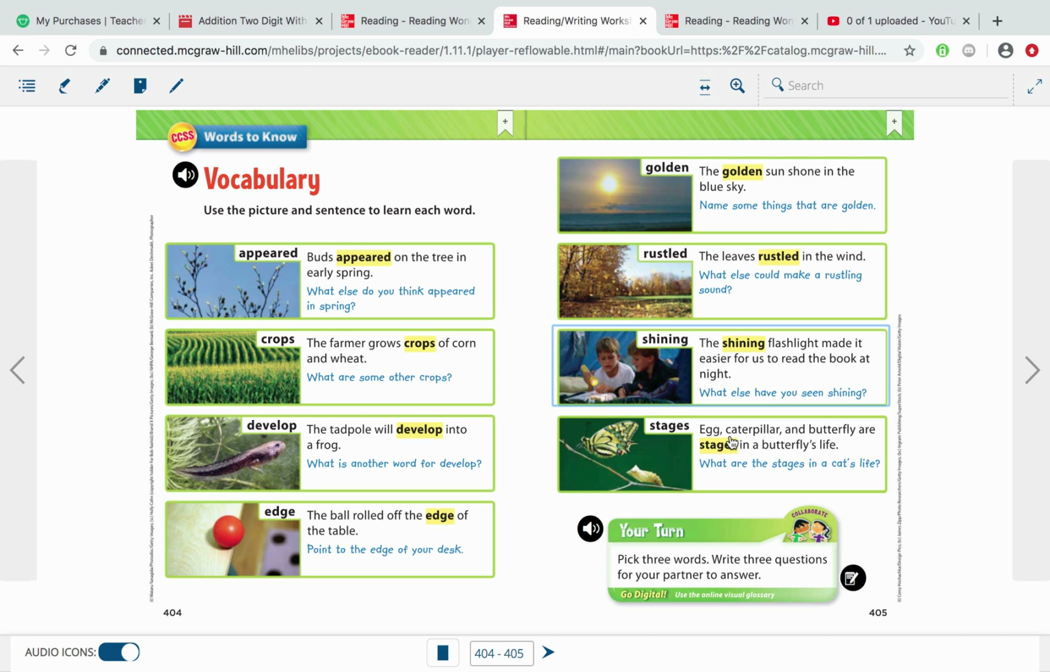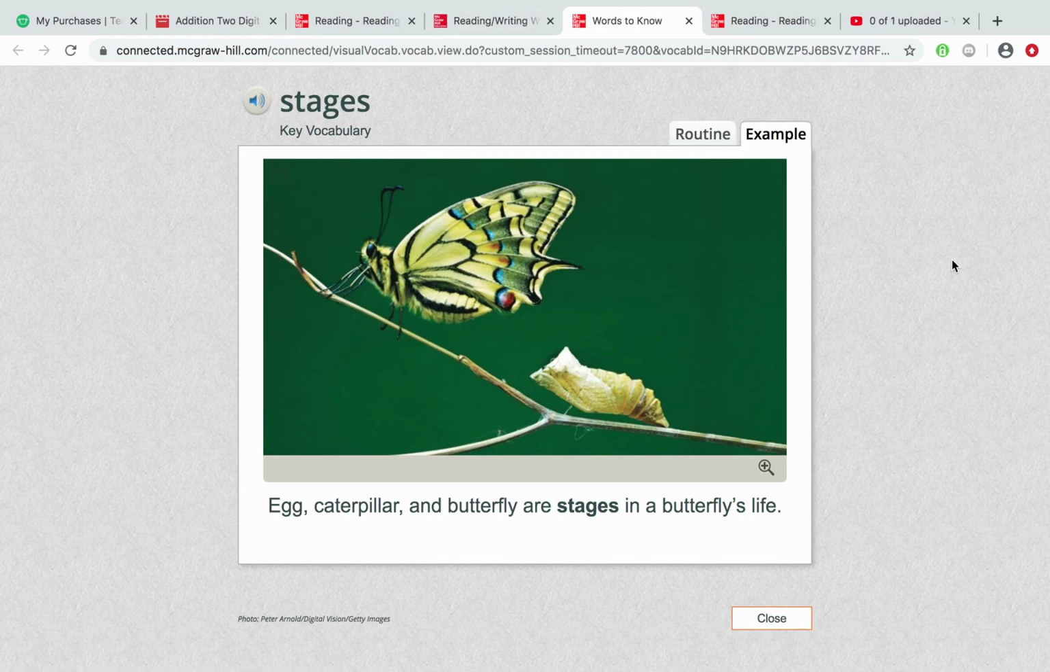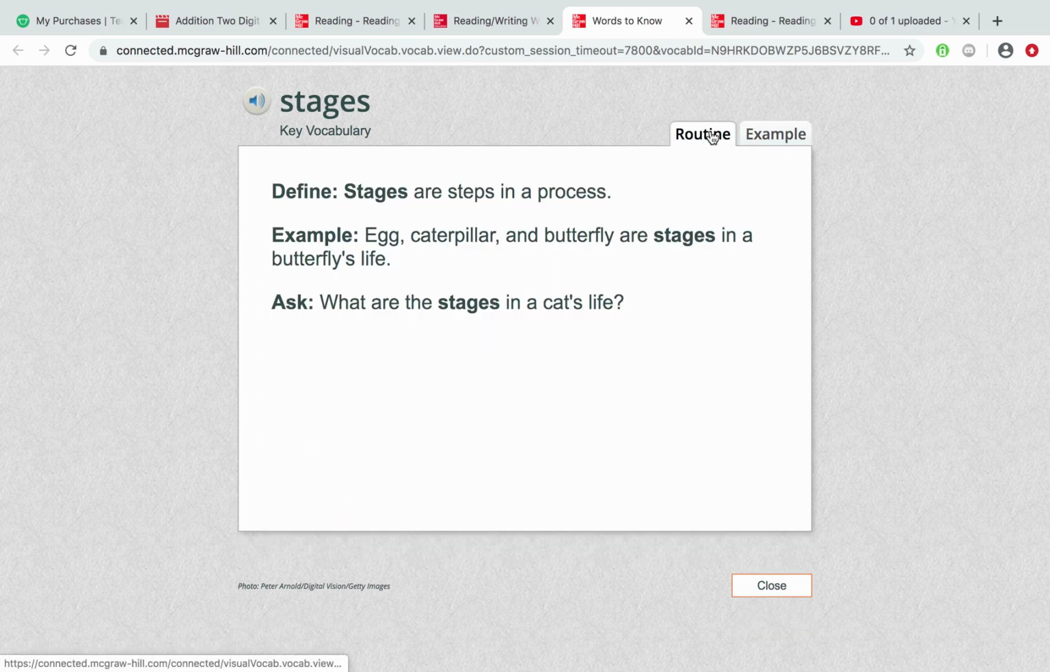Stages. Egg, caterpillar, and butterfly are stages in a butterfly's life. And we'll click on here. And there's a nice big picture of a butterfly coming out of its chrysalis here. Stages of a butterfly's life. Stages is defined as steps in a process. Step 1, step 2, step 3 in the process of a butterfly, starting as an egg and going all the way through the process of becoming an adult butterfly.